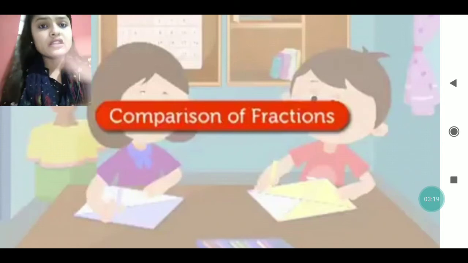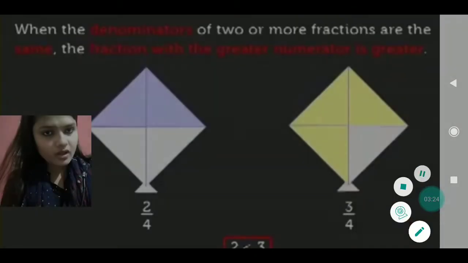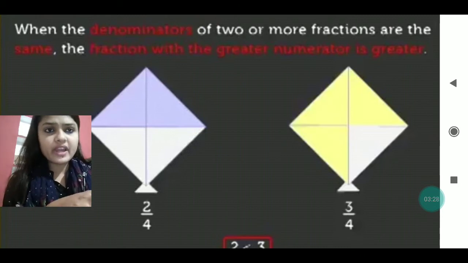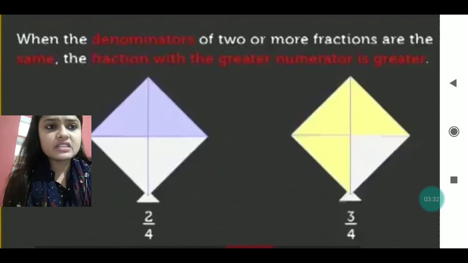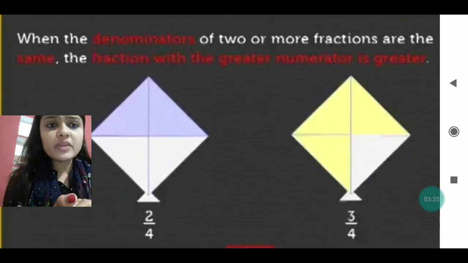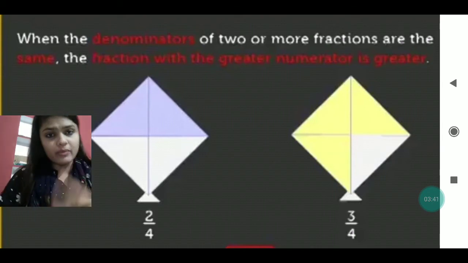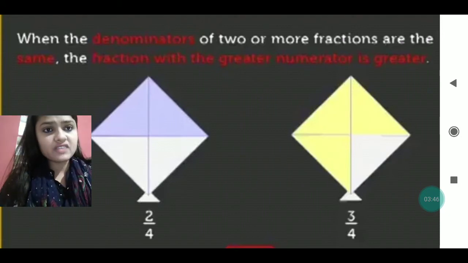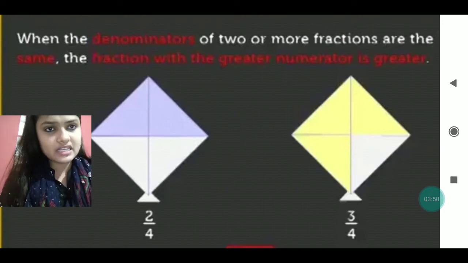Now we are with the next topic, that is comparison of fractions. How do we compare? It is written: when the denominators of two or more fractions are the same, the fraction with the greater numerator is the greater number. You can see the examples.